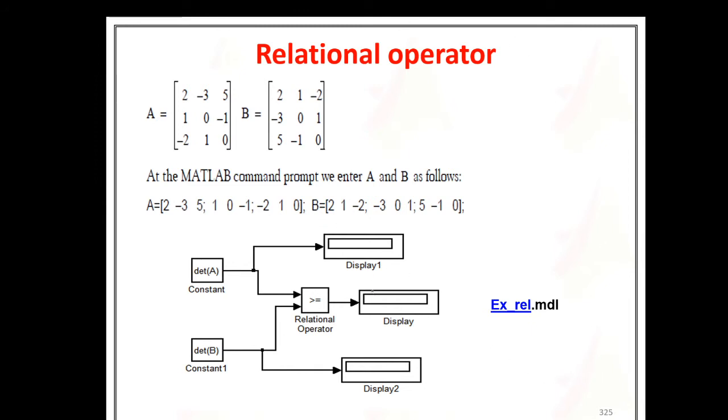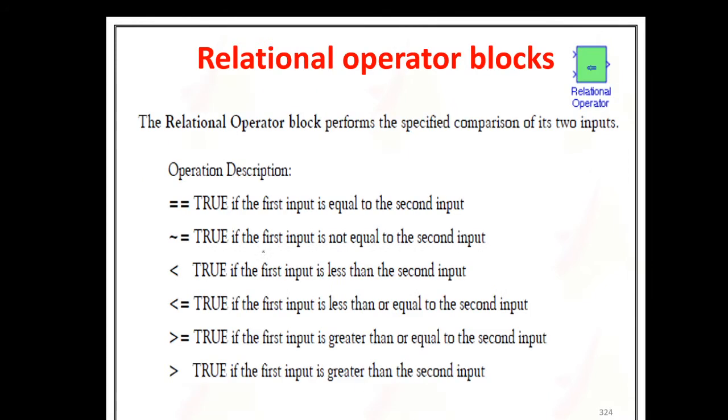These are all the matrices. A and B are available, along with the determinant of A and the determinant of B. We are going to do the conditional operators. So what happens? The relational operator block.